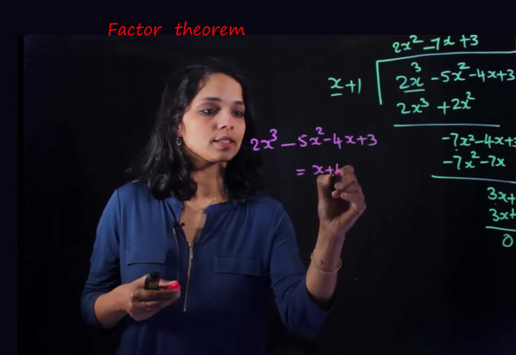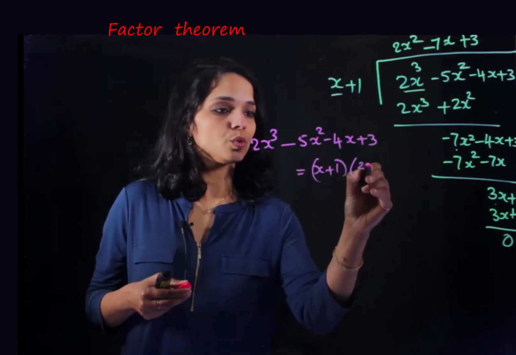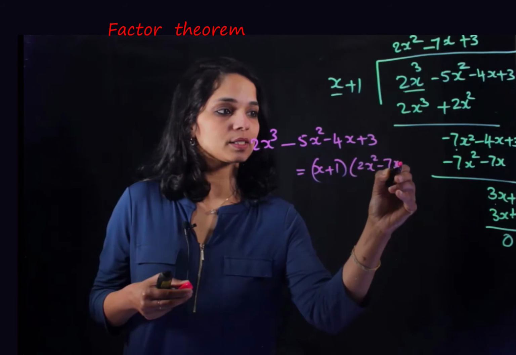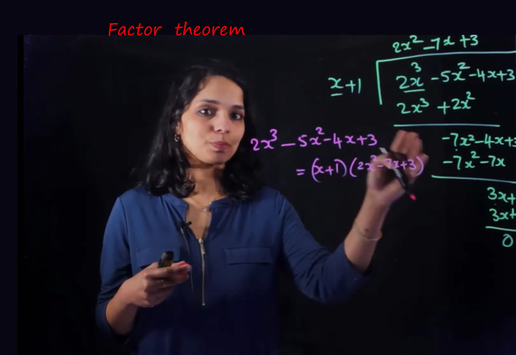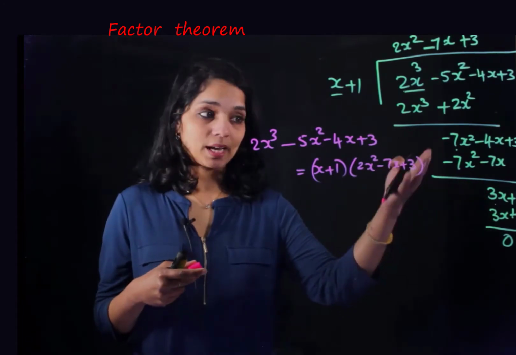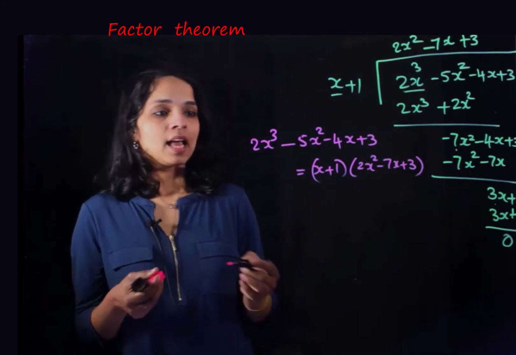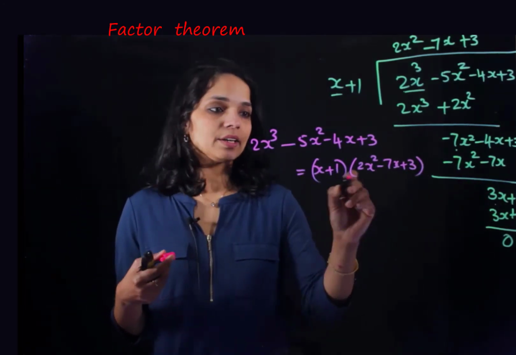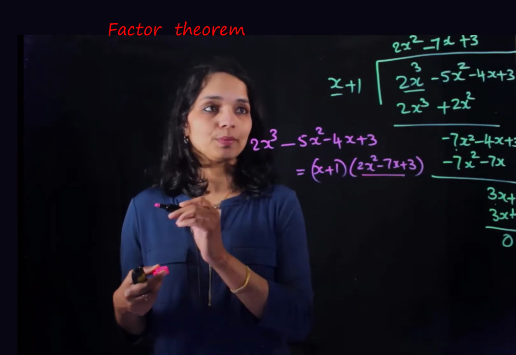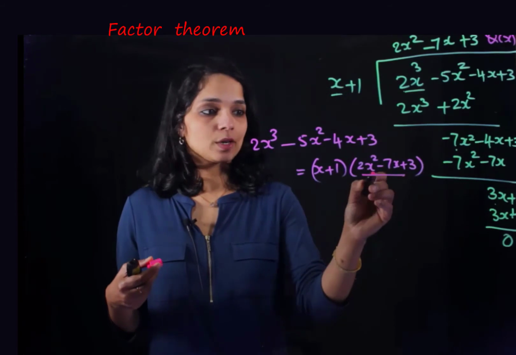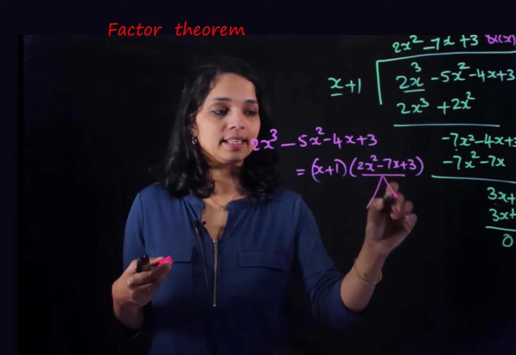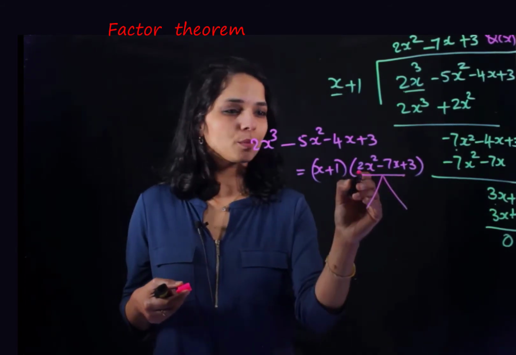Now we can write the polynomial 2x cubed minus 5x squared minus 4x plus 3 as x plus 1 times 2x squared minus 7x plus 3. So this is of the form p of x equals d of x times q of x plus r of x. r of x is the remainder, which is 0 in this case. Now, to find the other linear factors, this is a quadratic polynomial that we got, and we need to factorize this polynomial. This is not a monic polynomial.